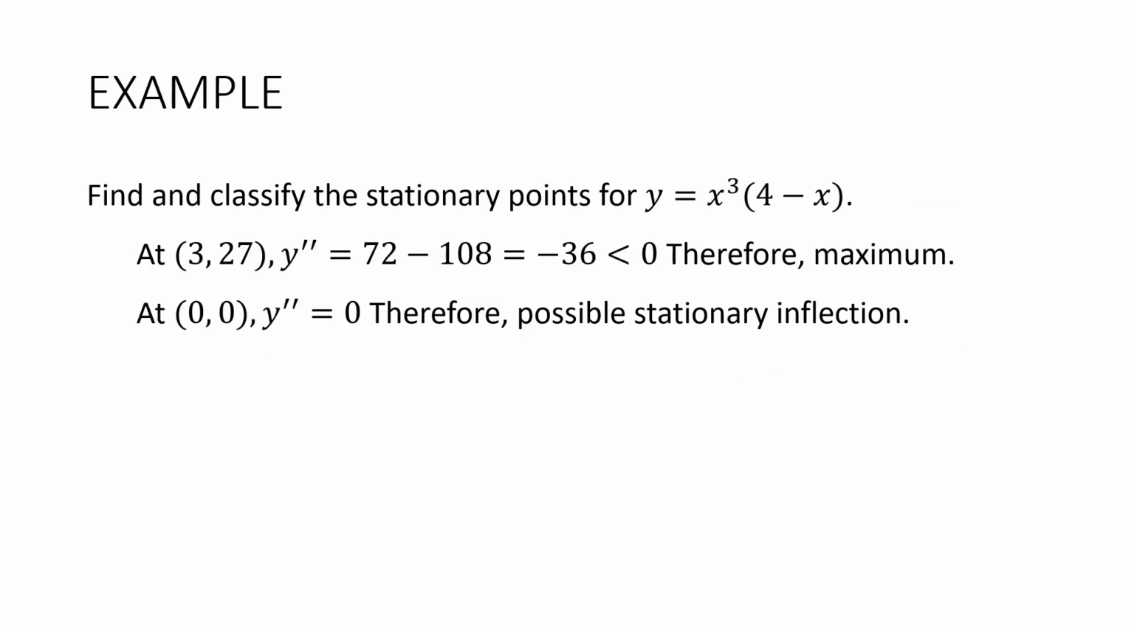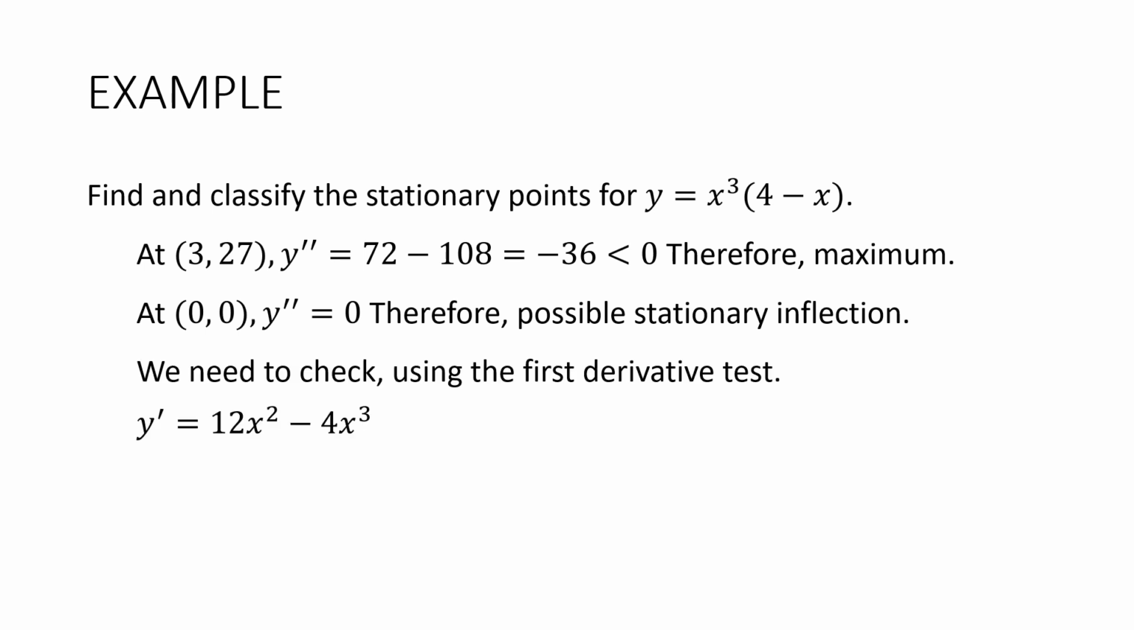So let's return to that question that we just looked at. We had to find and classify the stationary points for y is equal to x cubed multiplied by 4 minus x. We found 2 stationary points. At (3, 27) there was a maximum, and at (0, 0) there was a possible stationary inflection. Now this one here is a maximum, so we don't need to worry about it. But whenever our first and second derivatives are equal to 0, we should double check. And we're going to use the first derivative test.